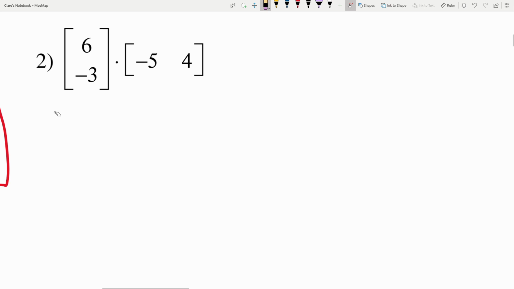The first question we should ask ourselves is, can we multiply this? So let's check. In the first matrix, we have a 2 by 1 because we have 2 rows and 1 column. And in the second matrix, we have a 1 by 2 because we have 1 row and 2 columns. So because the number of columns in the first matches the number of rows in the second matrix that we're multiplying, 1 equals 1, then we can go ahead and multiply these matrices. And the result is going to be a 2 by 2.